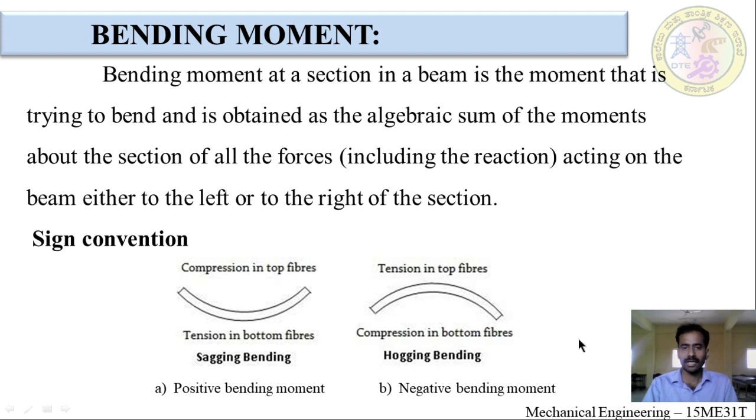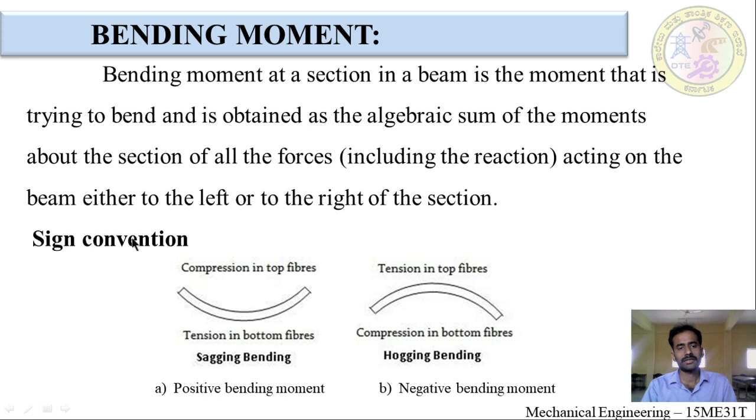So how can we calculate the bending moment? It is the algebraic sum of moments about the section of all the forces, including the reaction, acting on the beam either to the left or to the right of the section. So the bending moment can be obtained by the algebraic sum of the moments about the section of all the forces, including the reaction, acting on the beam to either the left or the right of the section.